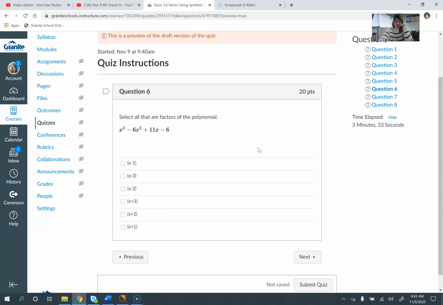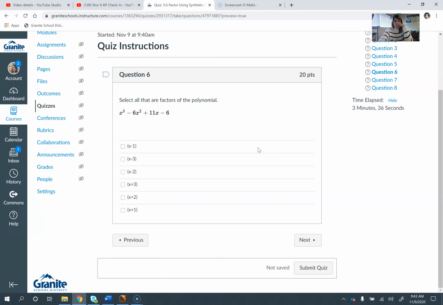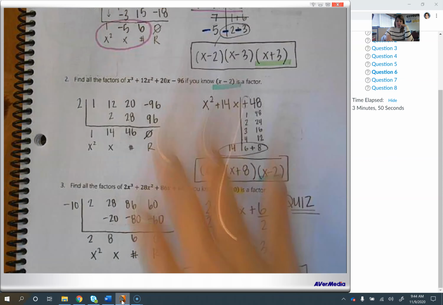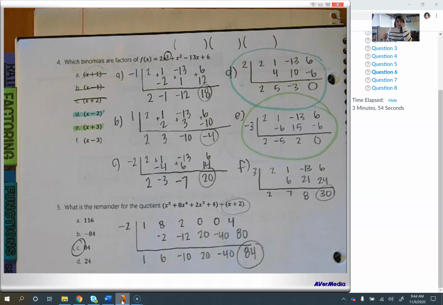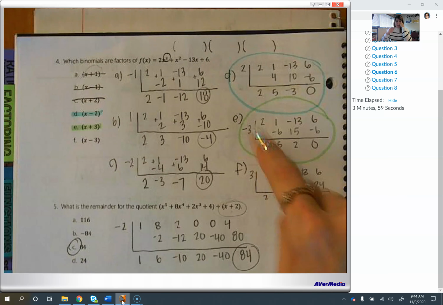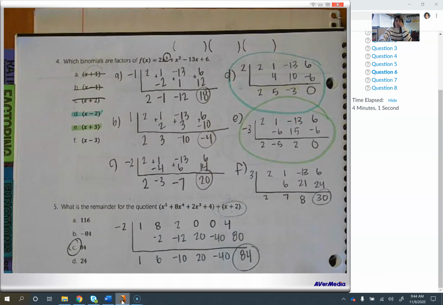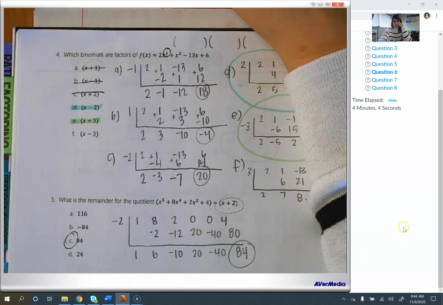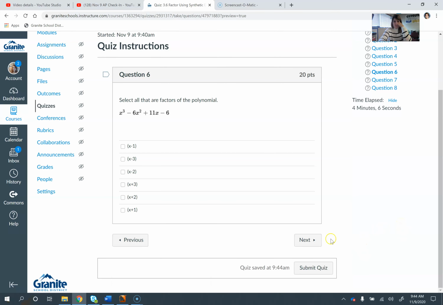Question 6, I think I would use synthetic division to do, oh, you can't, because you have to go through and check them. So yeah, on number 6, I think that I would probably use this method. That's not the only way to solve it, but I think that that's the easiest way.